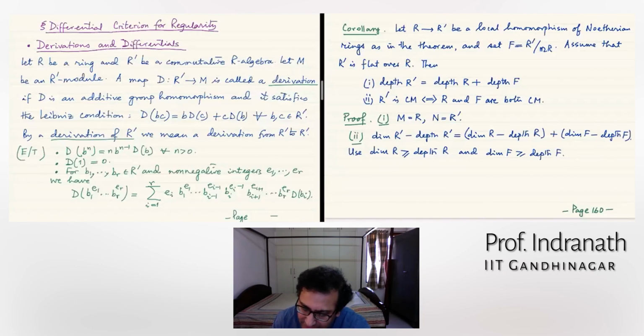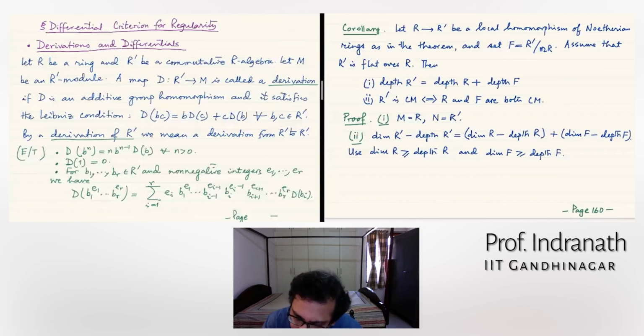Okay, so we are trying to define derivations. This is the setup: R' is an R-algebra and M is an R'-module. I'm mostly following Matsumura and Professor Balwant Singh's book. So this map D from R' to M is called a derivation. It is an additive group homomorphism and it satisfies the Leibniz condition. Such maps are what are called derivations. And if I say a derivation of R', then we mean that M is R' and D is a derivation from R' to R'.